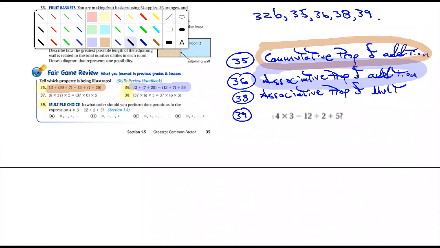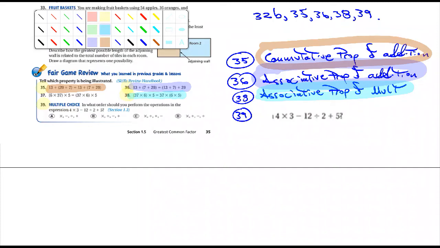38, associative property of multiplication. You guys can take a moment and look that up on your own, but the answer to number 38 is associative property of multiplication. And again, you can see that it has to do with grouping symbols. When we're talking about associative, we're talking about grouping symbols.